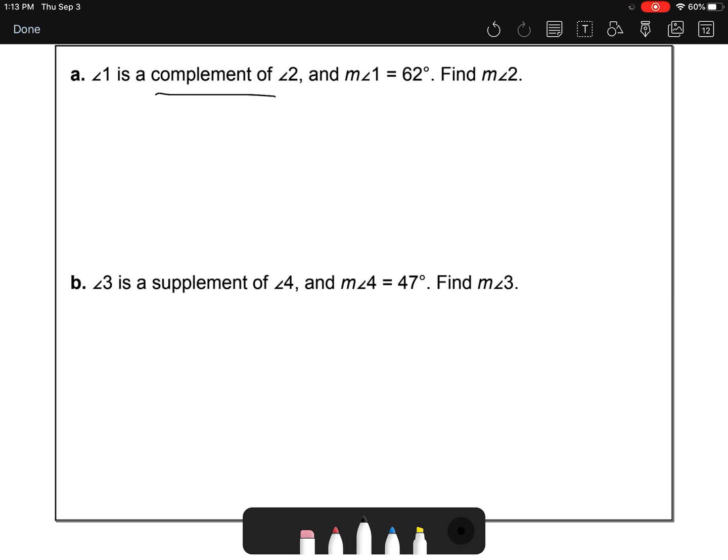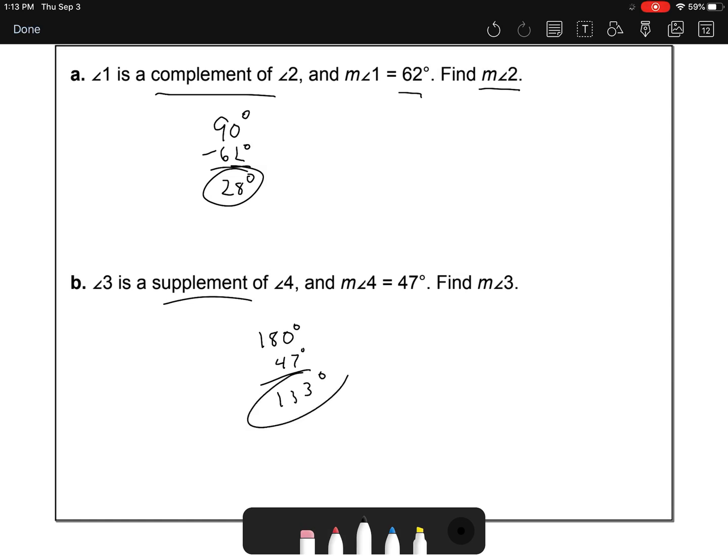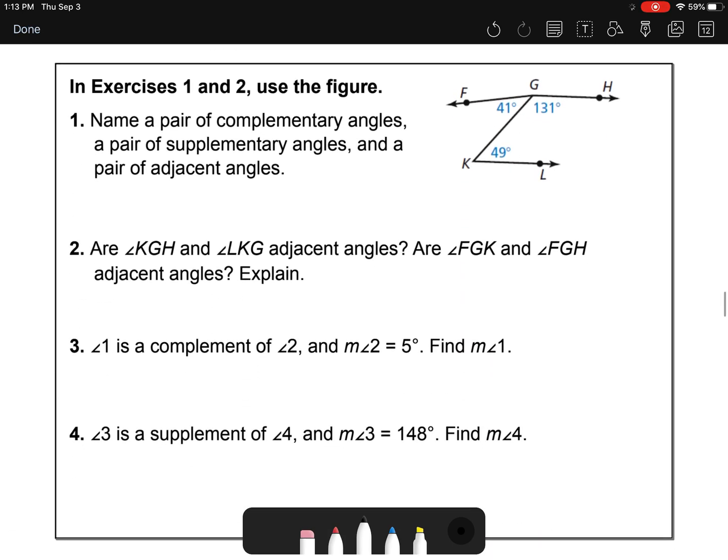Okay, angle 1 is a complement of angle 2, which means what? They add up to 90. So if angle 1's 62, what's angle 2? 90 minus 62, correct, 28 degrees. 3 and 4 are supplements, so they add up to 180. If angle 4 is 47, what is angle 3? 133.